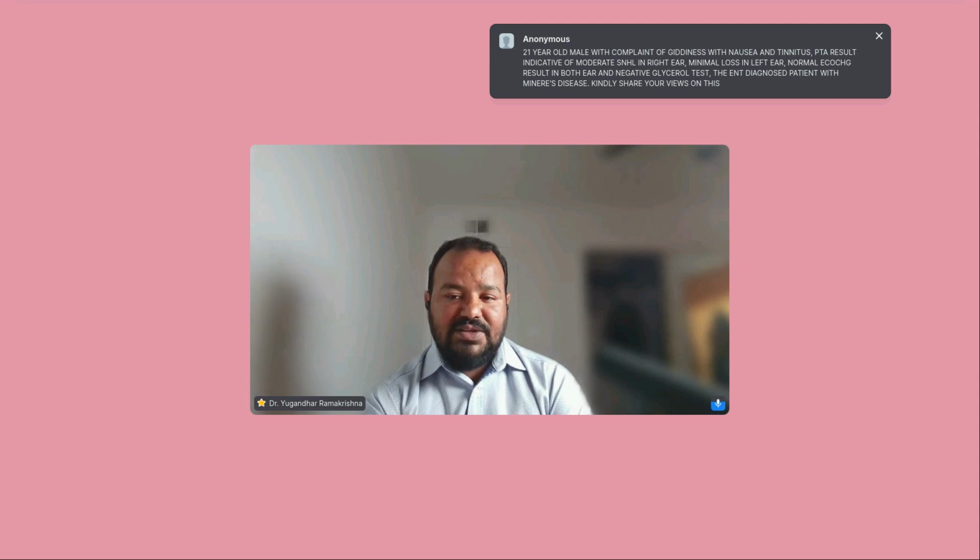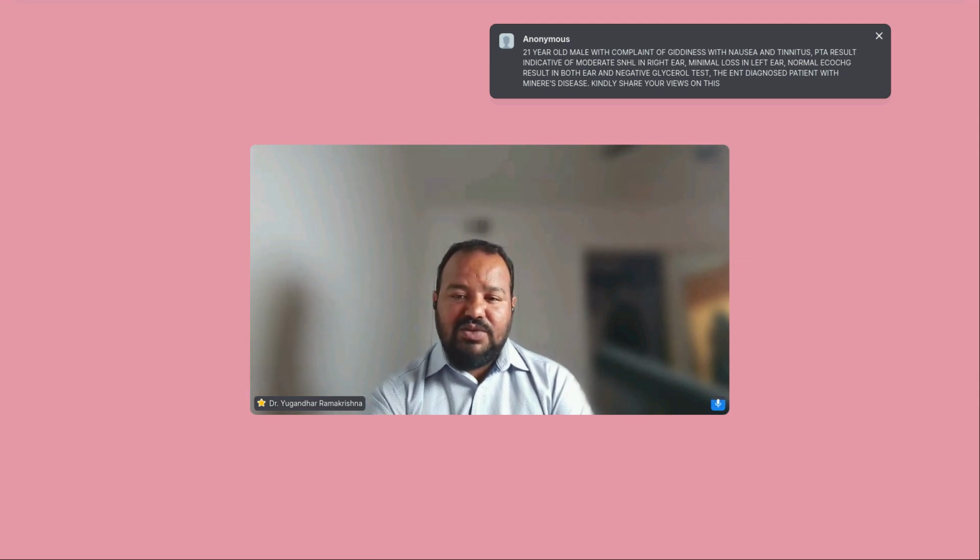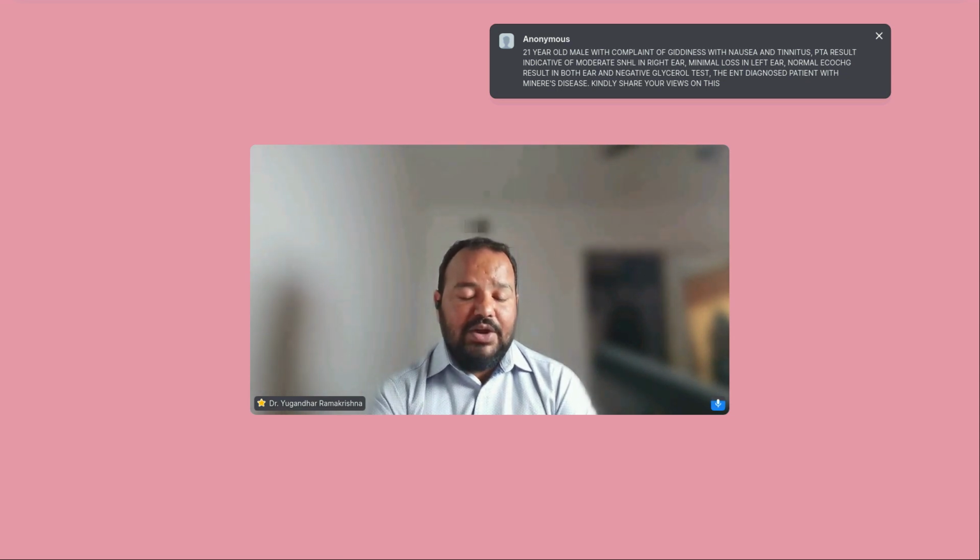ECOG is absent, glycerol test is negative. That is not Meniere's, I would say. Because there's an asymmetry, go for ruling out retrocochlear pathology. That's the best thing to do.